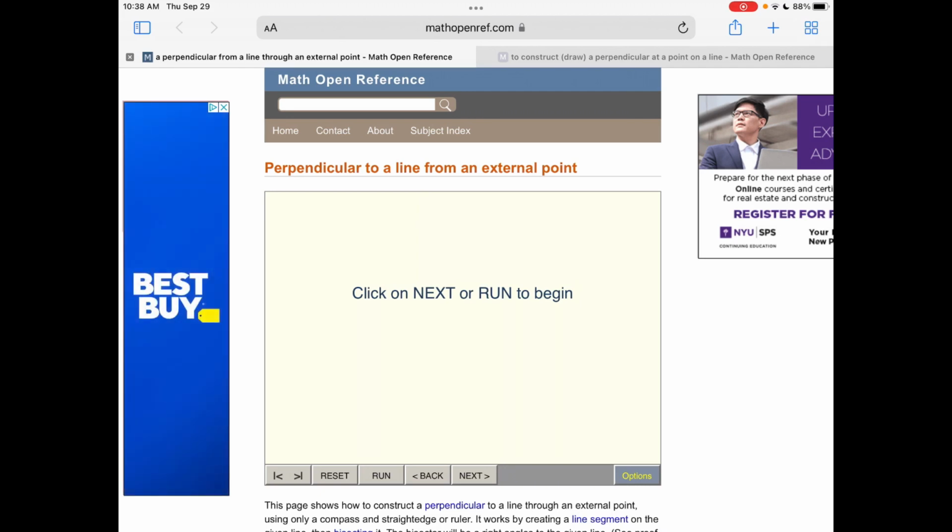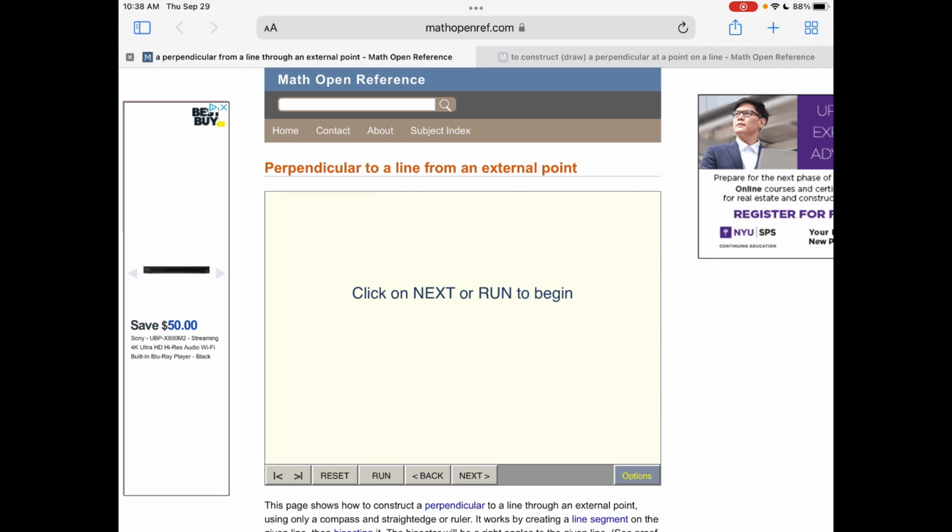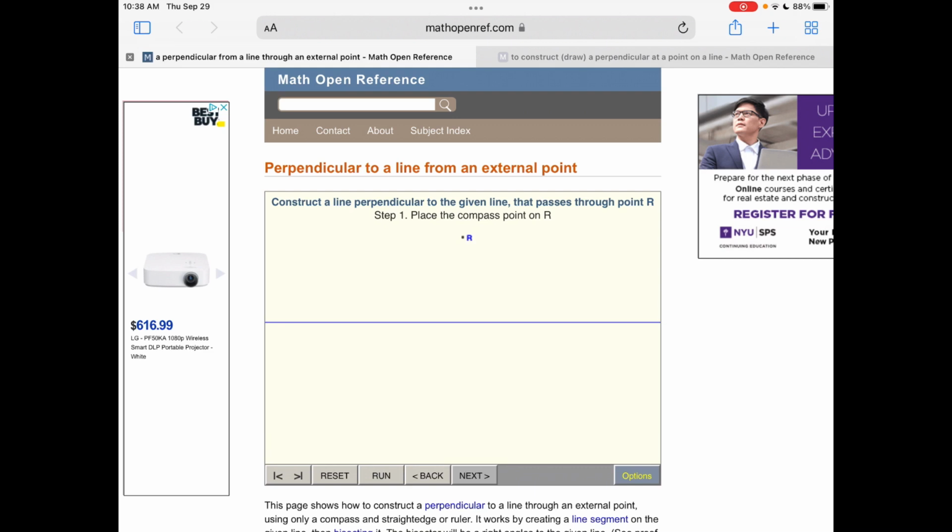Okay, so next we're going to talk about some constructions with perpendicular lines. This actually is going to be very familiar to you, but we're going to talk through it. So the first thing is how to make a perpendicular line from some external point. So they're going to give us this line and this point, and our goal is to make a perpendicular line through point R to this line that they've given us.